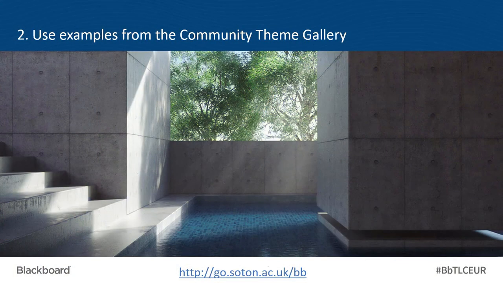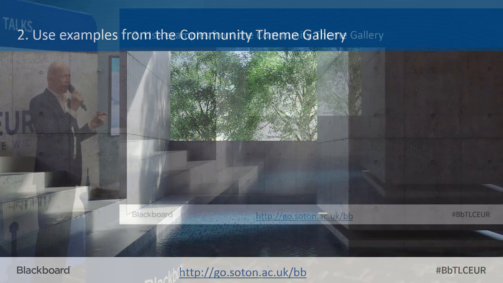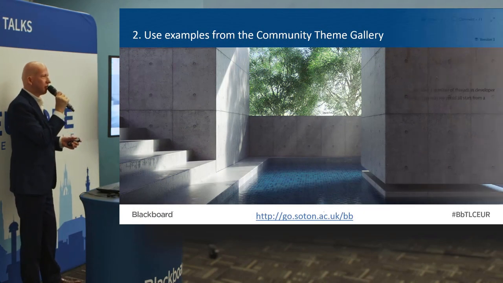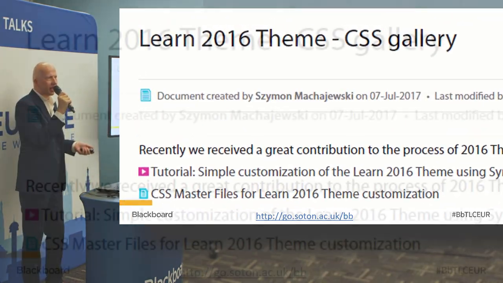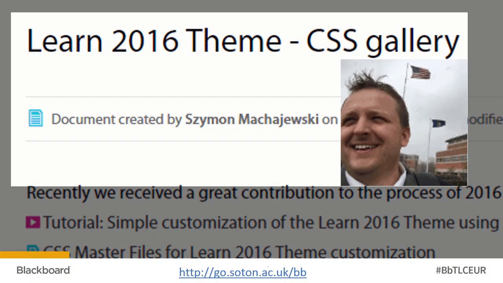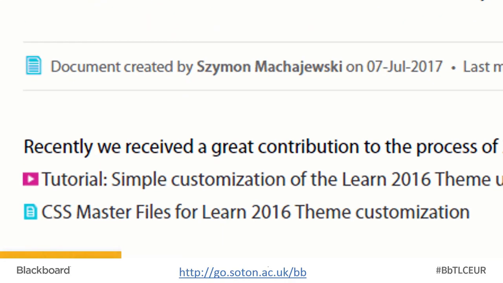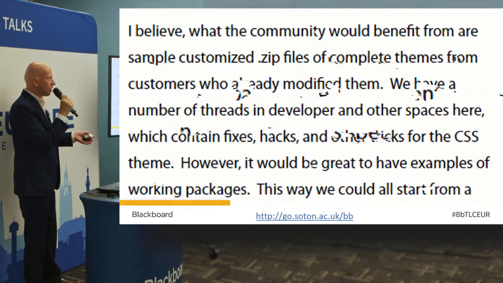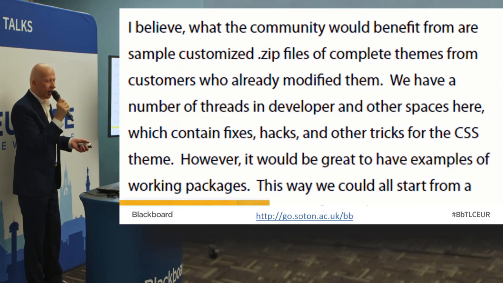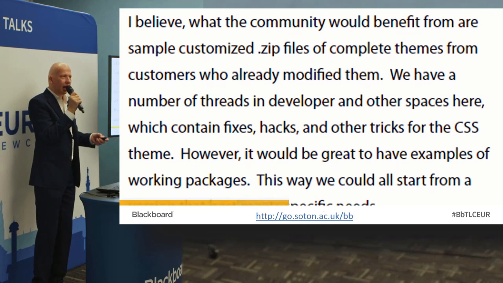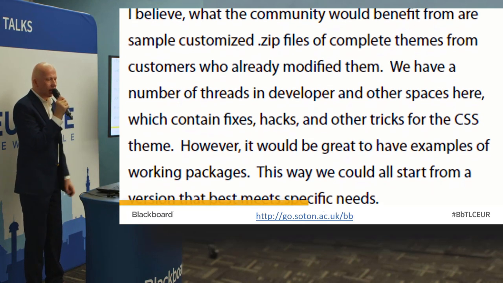Next, you've done your proof of concept. Go onto the community site, and you can find the Community Theme Gallery. Now, you've probably seen Simon Maciejewski on the community site, but you might not have seen this post. So he said that we really think it would be really cool and useful if people could upload examples of their themes. So that was a couple of years ago now.